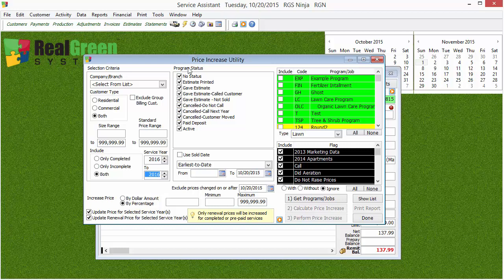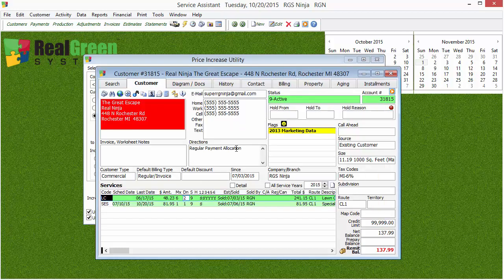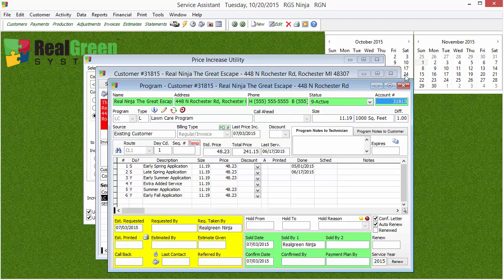All right, over here, program status. This would be the status of the program or job, not the customer status. It's talking about this status on the job. So again, you can go through and do it.